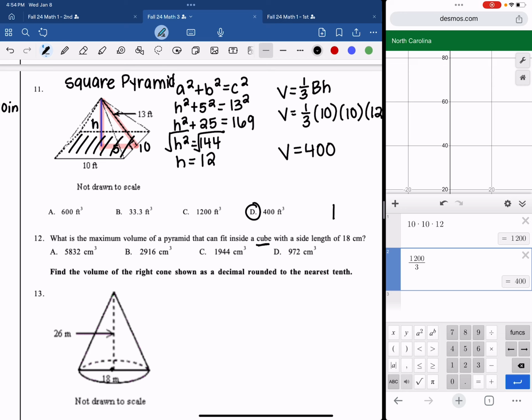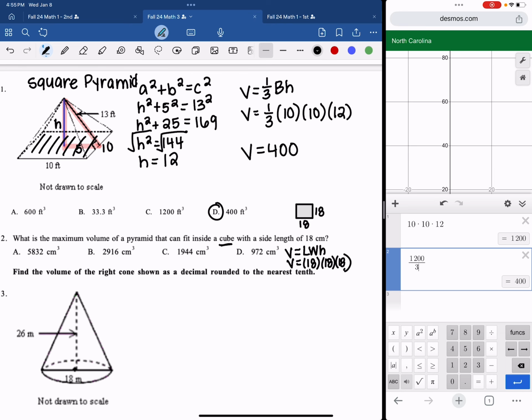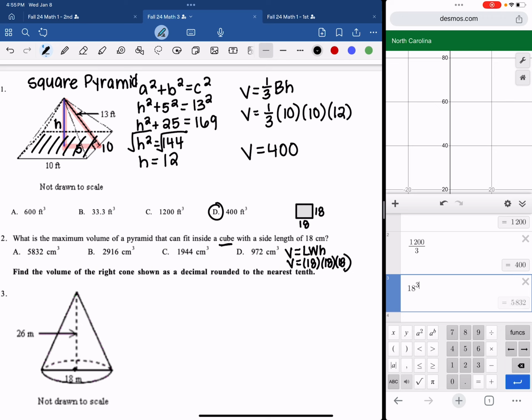So it says the side length of my cube is 18 by 18, but that means my height is also going to be 18. If we're talking about a cube, that means they're all the same side. So the volume of my cube is length times width times height, so that's 18 times 18 times 18. Basically we're saying 18 cubed, so the volume is going to be 5,832 for the cube.